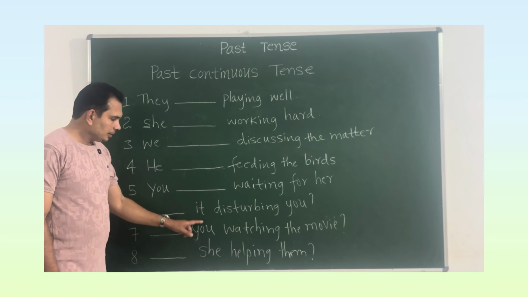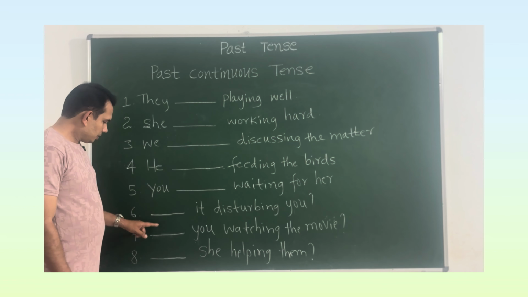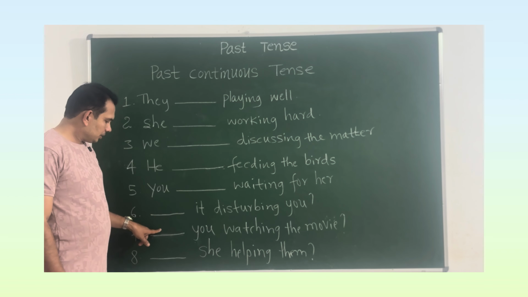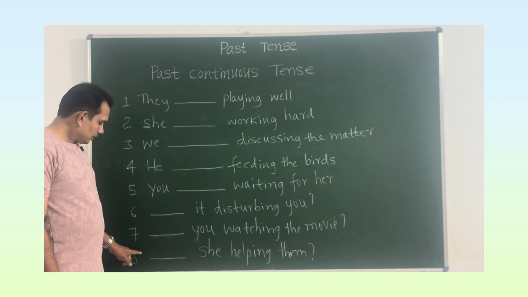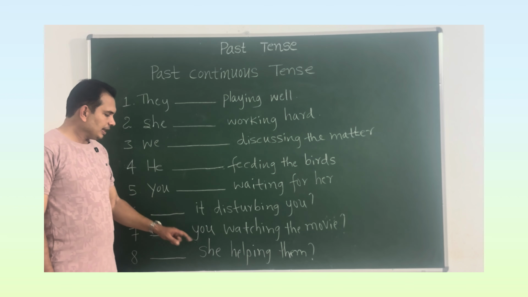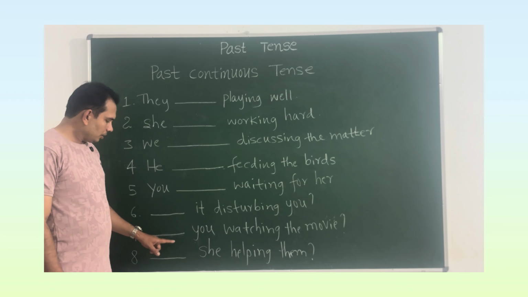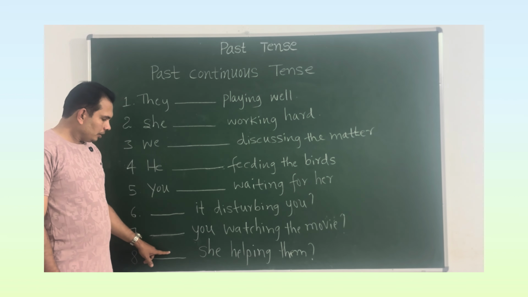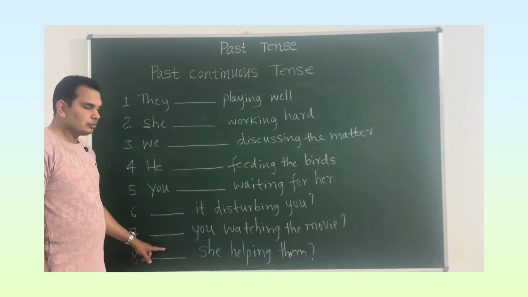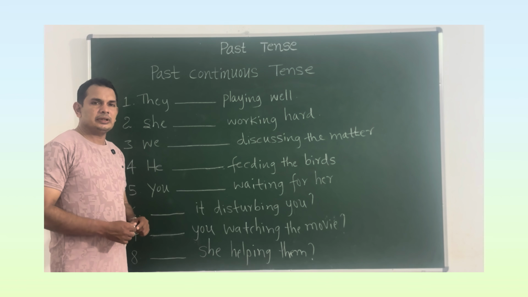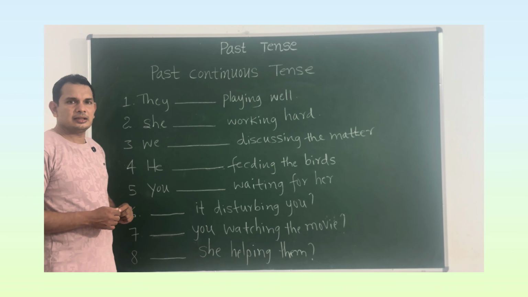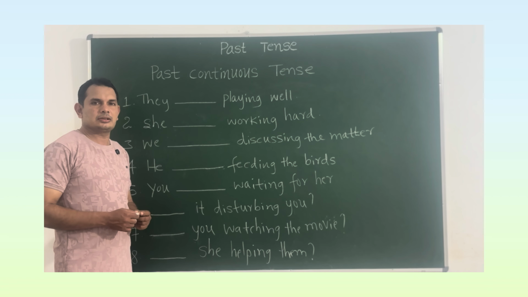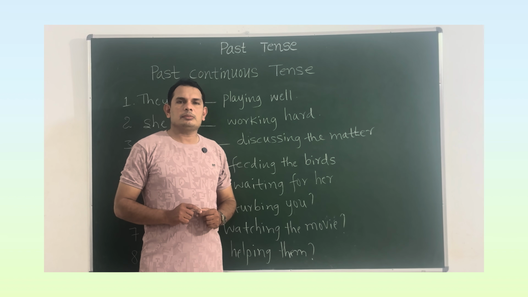Question number 7. Dash you watching the movie? Here too you have to write the correct auxiliary. Last question here. Question number 8. Dash she helping them? Write the correct auxiliary. You are required to write one of the auxiliaries that we use when we form sentences in the past continuous tense.